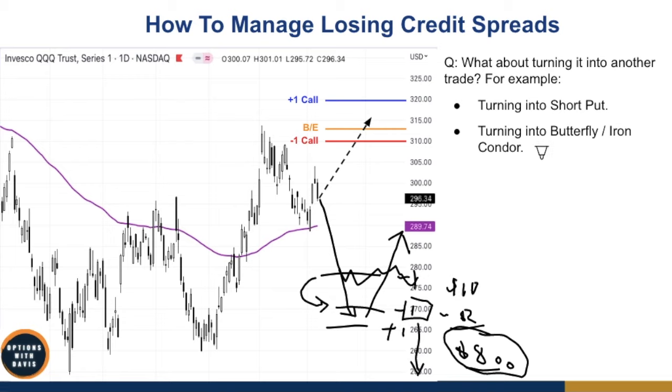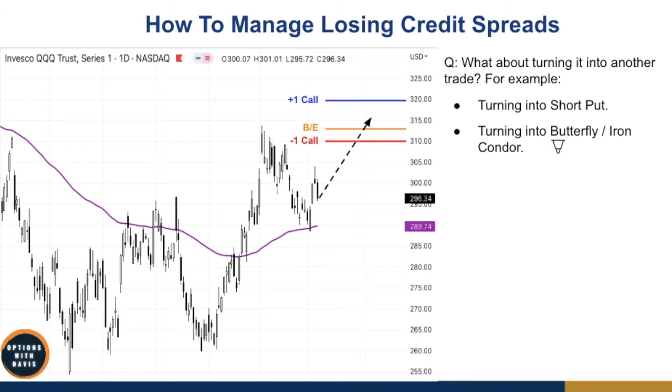Now, what about turning it into a butterfly or an iron condor? It's slightly different from the short put, because with the short put, you have turned a defined risk trade into an undefined risk one. But by turning it into a butterfly or iron condor, you're still sticking to a defined risk strategy, where there's a maximum loss, but now you've changed the dynamic a little bit.